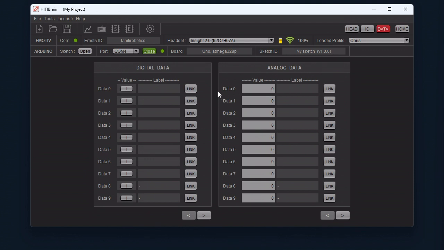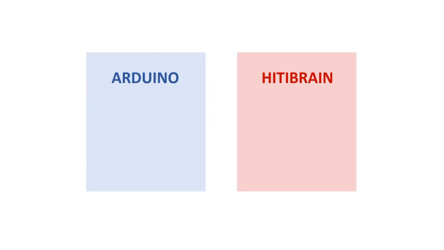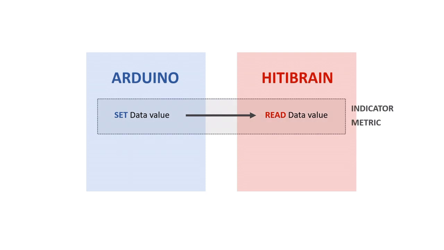Okay, let's open the Arduino data control panels. These panels display the values of digital data and analog data which were created by our Arduino library to allow interaction between your Arduino program and HITIBrain. The main idea is that you can set the value of the data from your Arduino program and read this value from HITIBrain. In that case, the data will be used either as an indicator or a metric in HITIBrain.